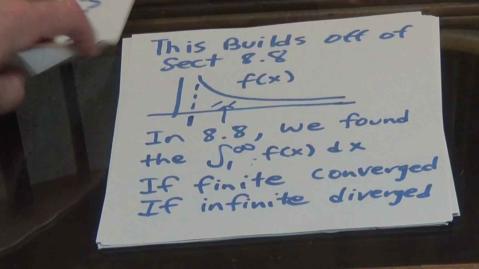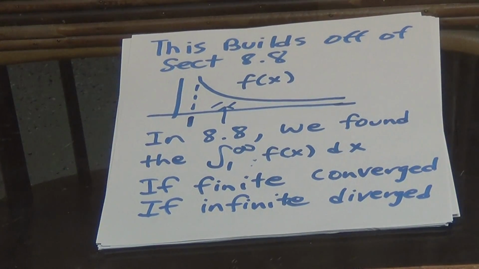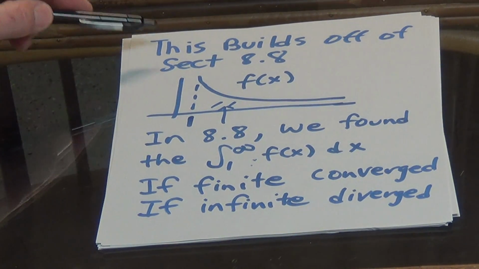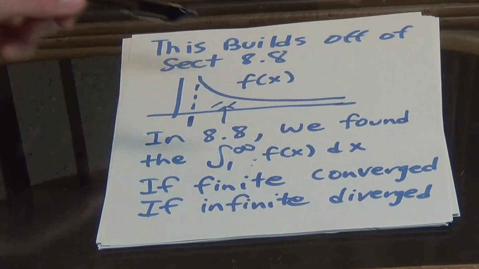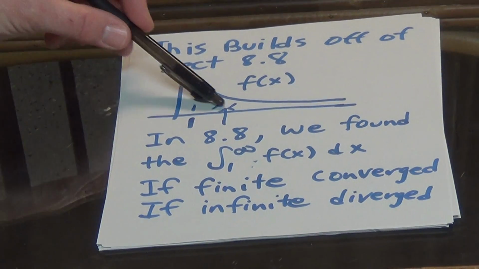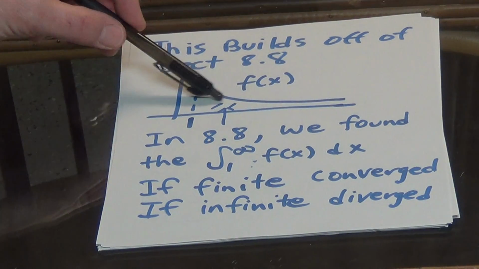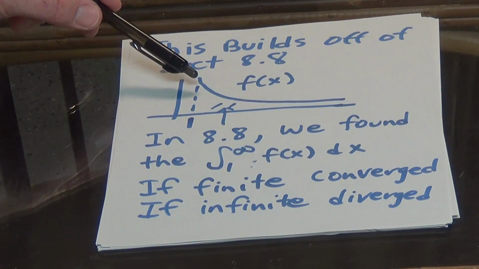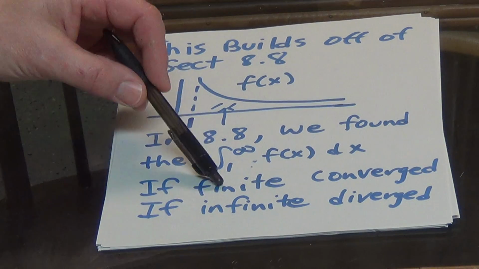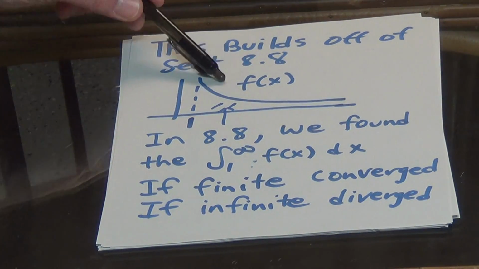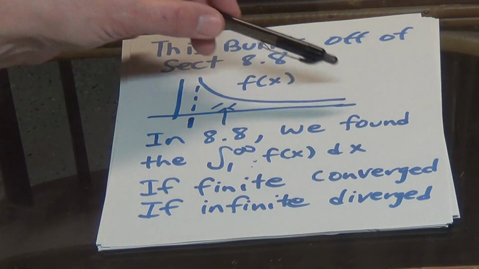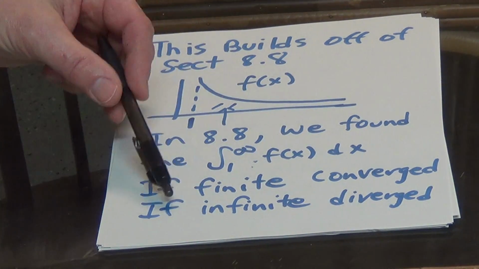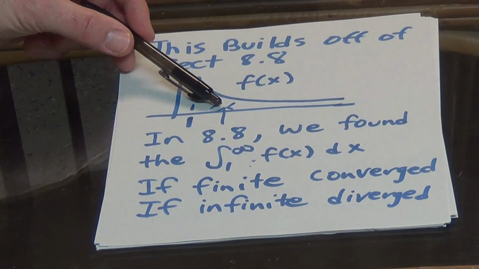Alright, this builds off of section 8.8. In 8.8, we took integrals from 1 to infinity of f of x dx, which is the area under this curve out to infinity. We call them improper integrals. If that area was finite, we said it converged. That meant the f gets small enough, close enough to the axis to pinch off and give you a finite area. If that area was infinite, we said it diverged.